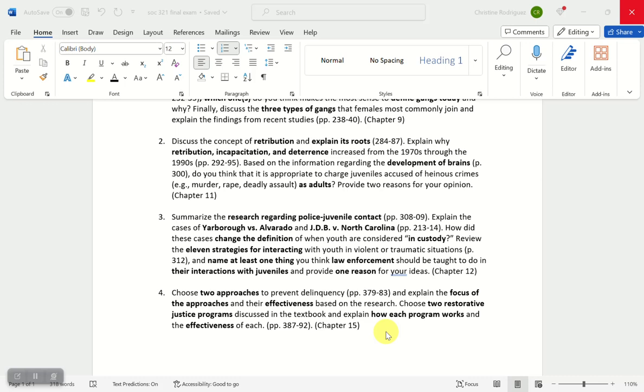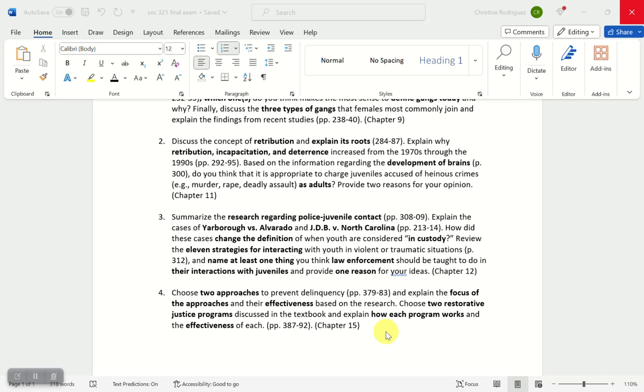And remember, talk about each one separately. It makes it easier for me to read when you talk about them separately as opposed to talking about them both at the same time. It can get confusing for me, so please help me and talk about them separately.